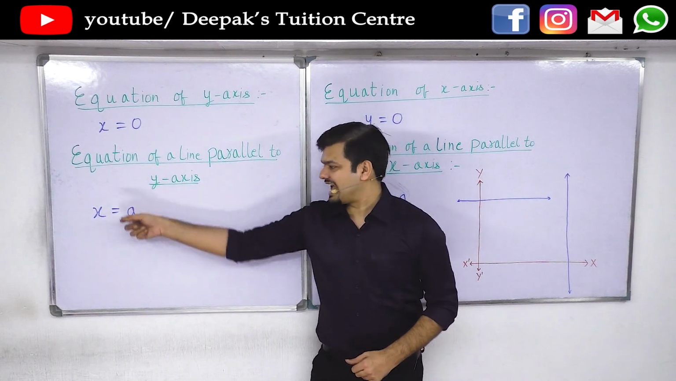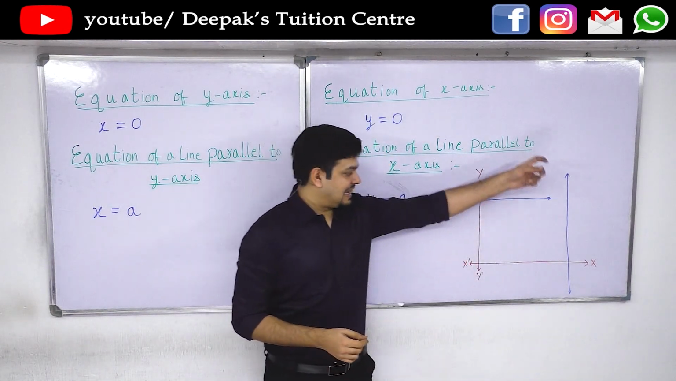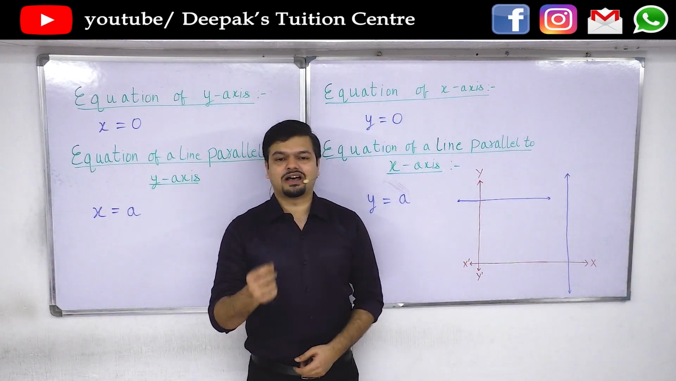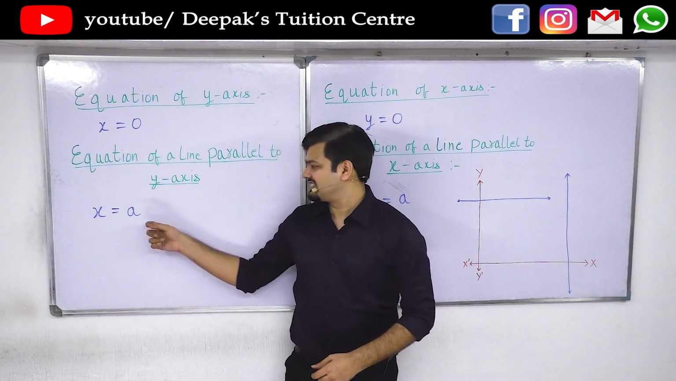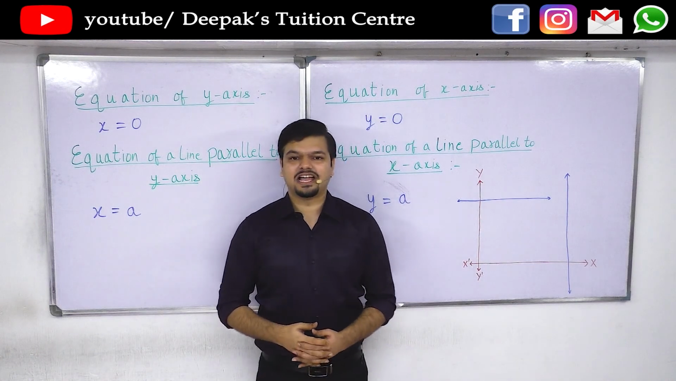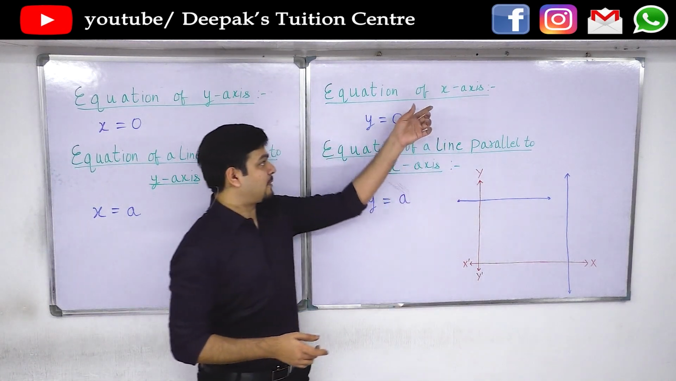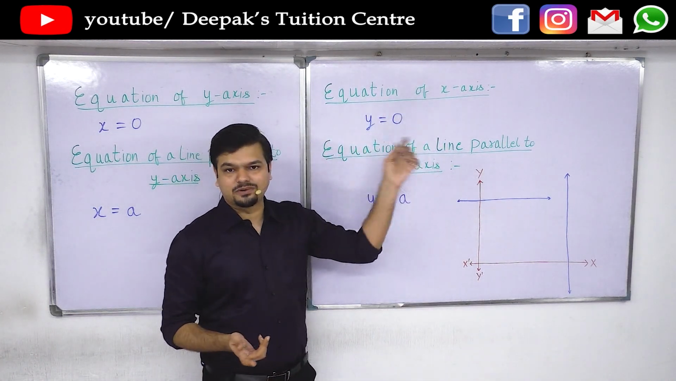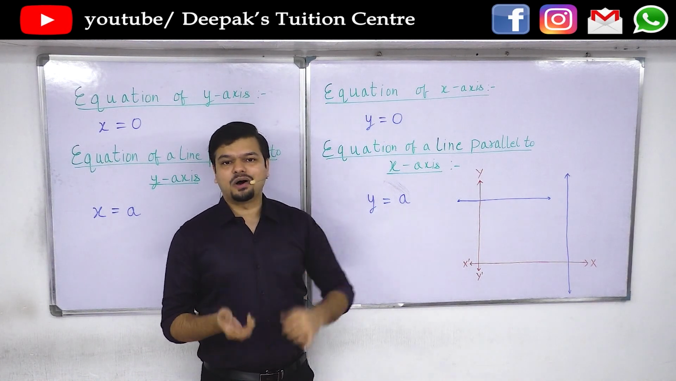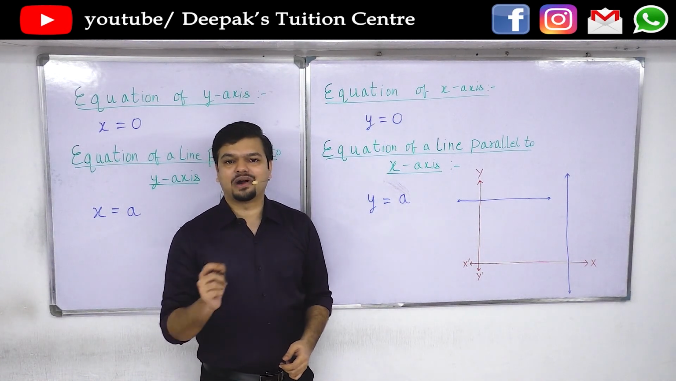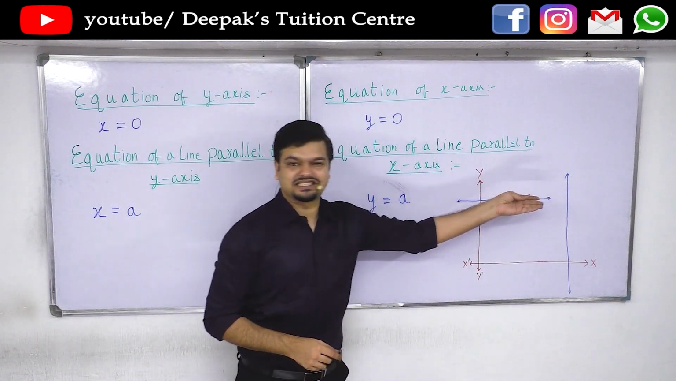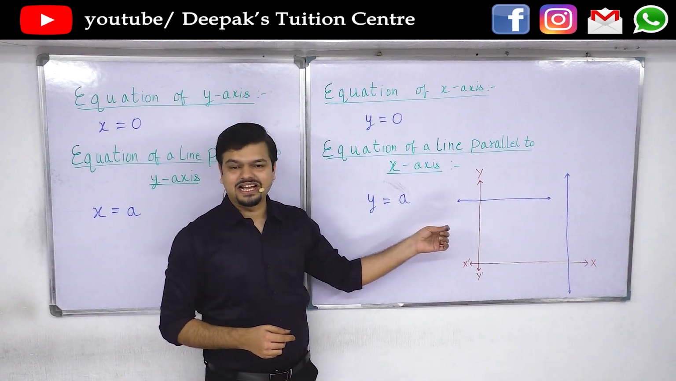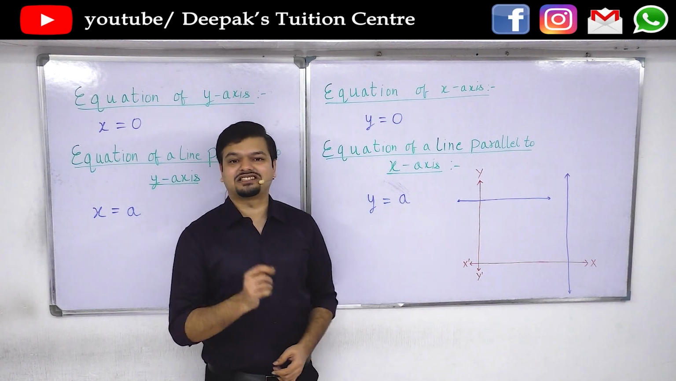That something a depends on where the line cuts the x-axis. So the point where the line cuts the x-axis, that is its x-intercept, is x equals a. That will become the equation. Similarly, the equation of the x-axis will be y equals 0, because every point on the x-axis will have its y coordinate 0, and any line which is parallel to the x-axis will have y equals to something which represents where it cuts the y-axis.